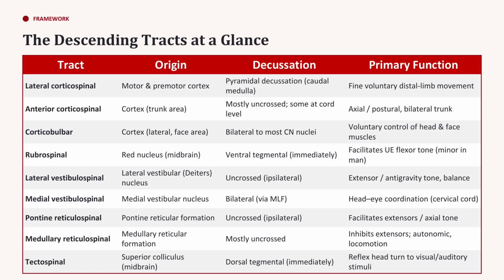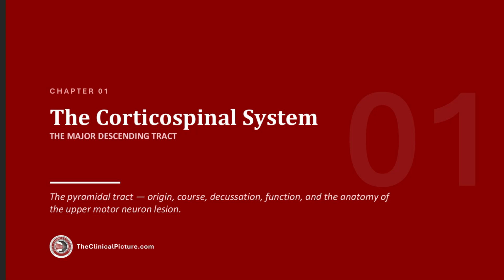And notice the functional grouping that will become a theme: corticospinal for fine voluntary movement, the lateral vestibulospinal and pontine reticulospinal tracts driving extensor anti-gravity tone, the rubrospinal and medullary reticulospinal tracts biasing flexion and inhibiting extensors. That push-pull between extensor facilitating and flexor facilitating systems is exactly what produces decerebrate versus decorticate posturing at the end of the lecture.